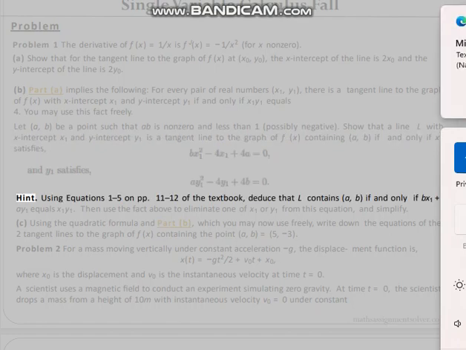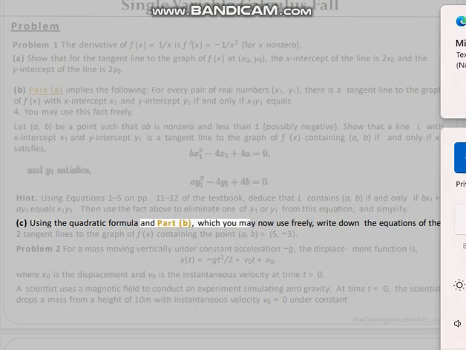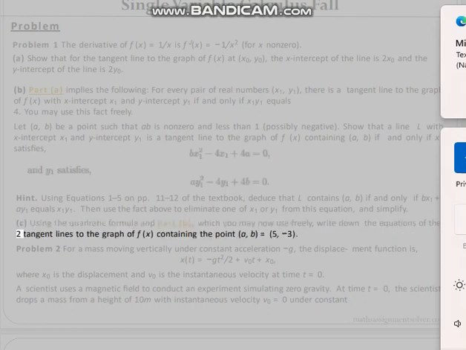Hint: using equations 1 to 5 on pages 11 to 12 of the textbook, deduce that L contains (a, b) if and only if bx1 plus ay1 equals x1y1. Then use the fact above to eliminate one of x1 or y1 from this equation, and simplify. C. Using the quadratic formula in part B, which you may now use freely, write down the equations of the two tangent lines to the graph of f(x) containing the point (a, b) equals (5, -3).